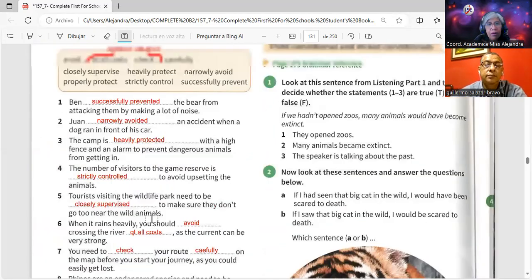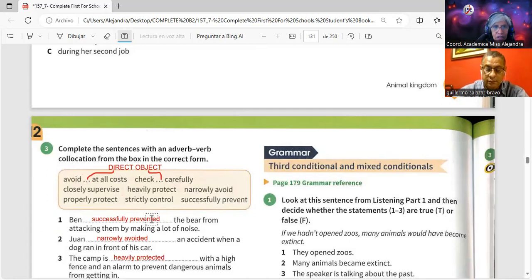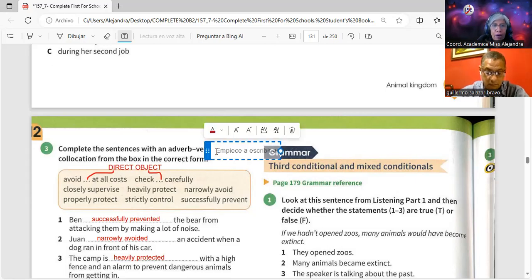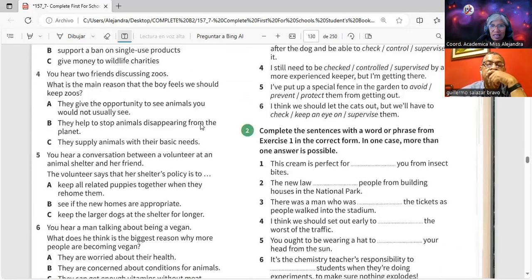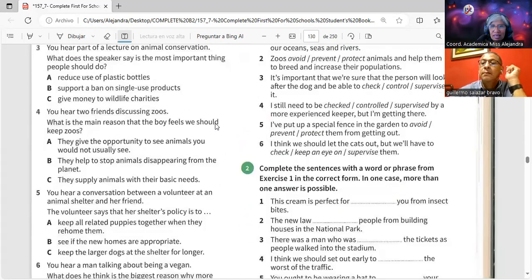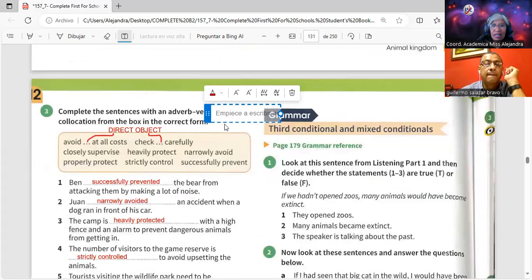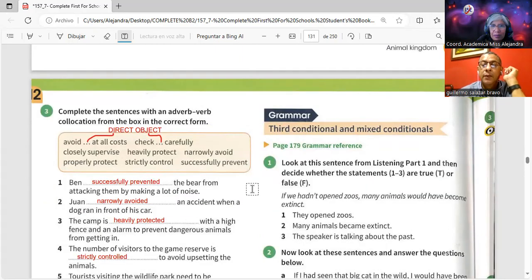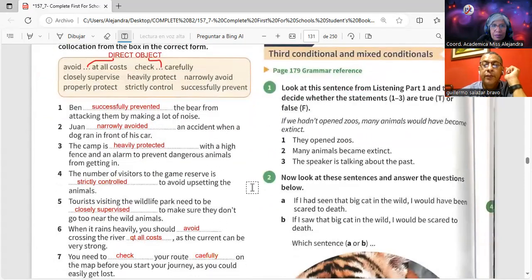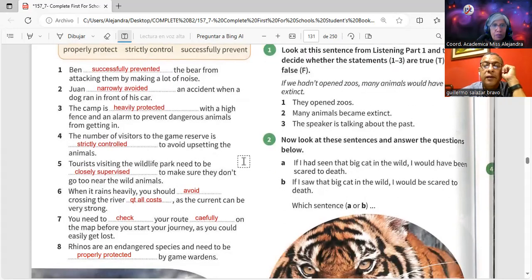So questions about the collocations with adverb verb? Avoid at all costs, check carefully, closely supervise, heavily protect, narrowly avoid, properly protect, strictly control, and successfully prevent. No problem? I can see number 8, properly protected.